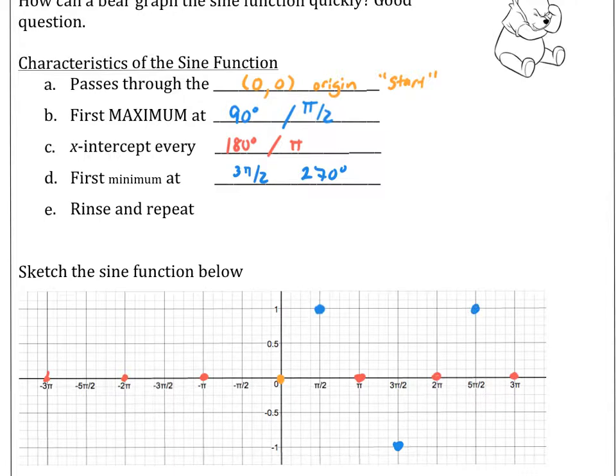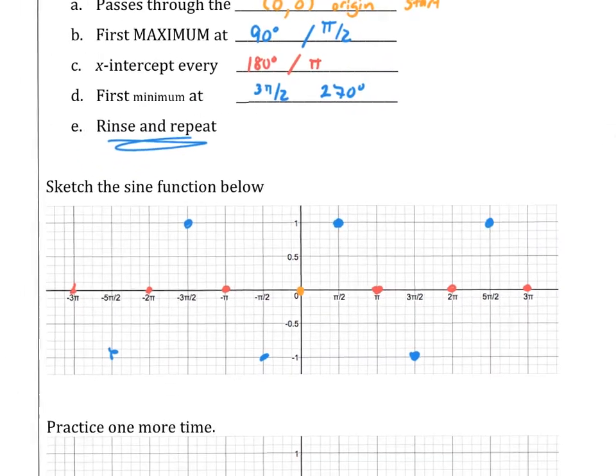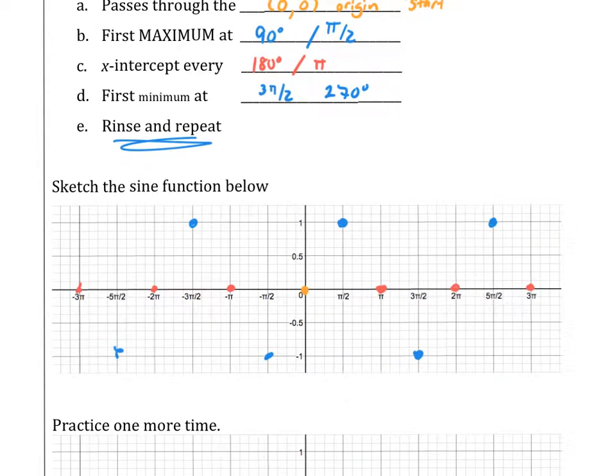So notice my pattern here. Every halfway mark, every pi over 2, we get a high or a low, like so. We're going to rinse and repeat, and all you have to do is make that curve fit. Try, without making straight lines, to make that curve pass through all these points to the best of your ability. And notice I'll repeat the other end there.